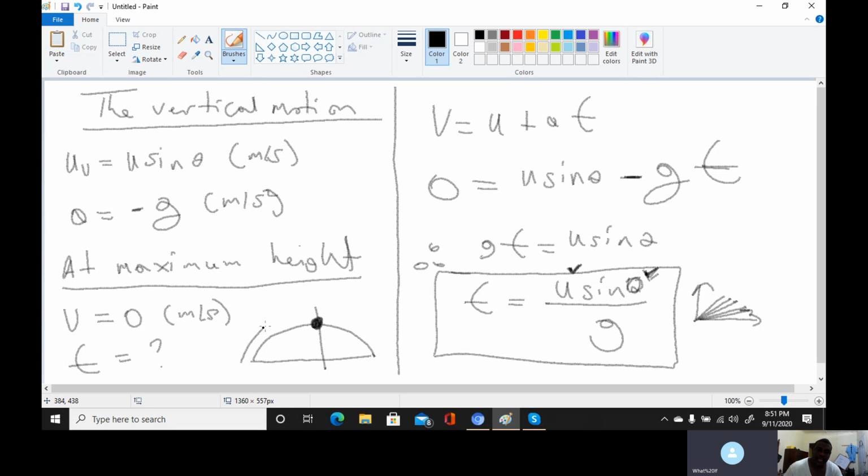So you see, without even calculating again, I know automatically the total flight time, because the time to rise is the same as the time to fall. So I know the total flight time. That's the concept. This is one important equation, not to remember, because you can always derive it.